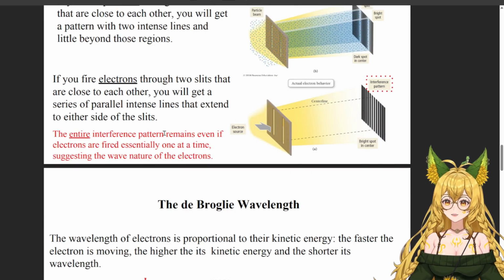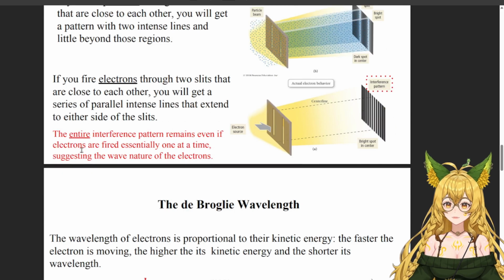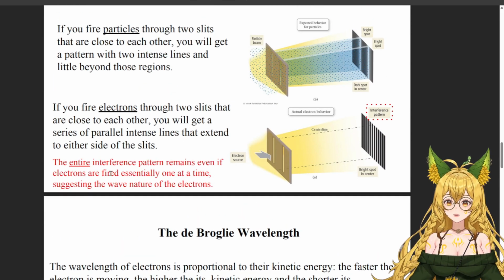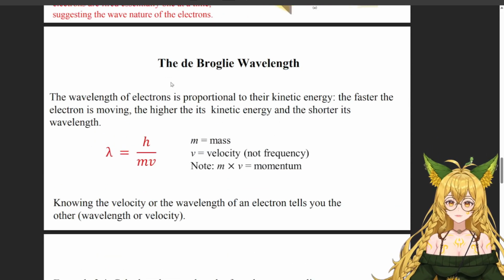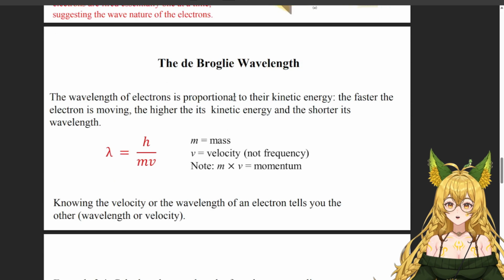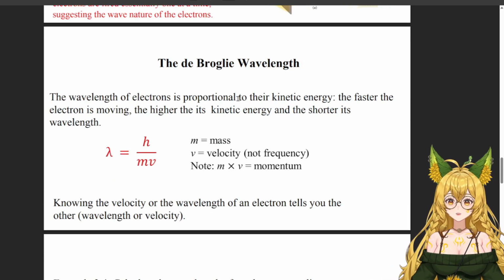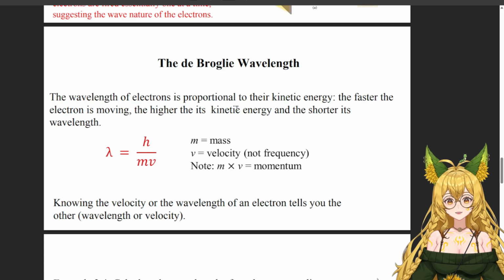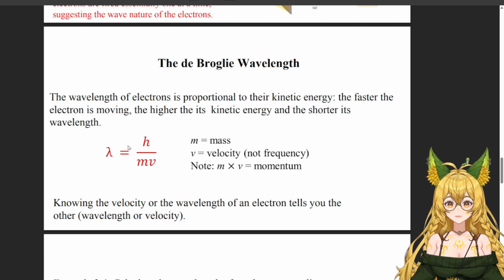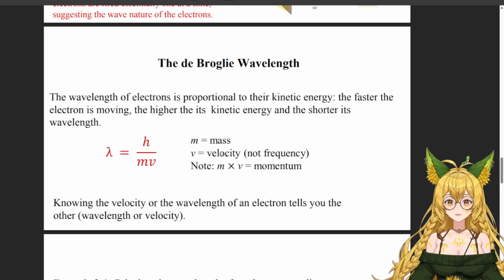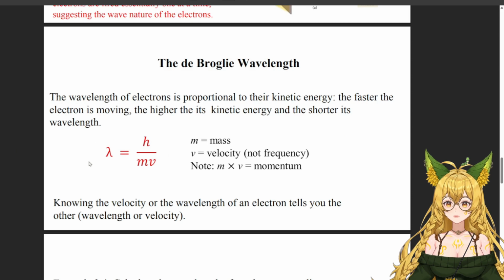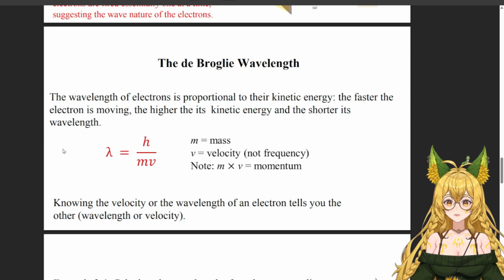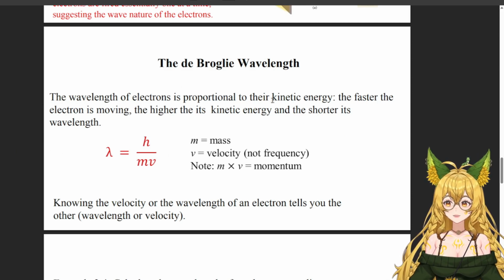So the entire interference pattern remains, even if the electrons are fired essentially one at a time, suggesting the wave nature of electrons. So the de Broglie wavelength is the wavelength of electrons, related to their kinetic energy. The faster the electron is moving, the higher the kinetic energy and the shorter its wavelength. So it's basically not going like this, like it's not big waves, it's really short waves.